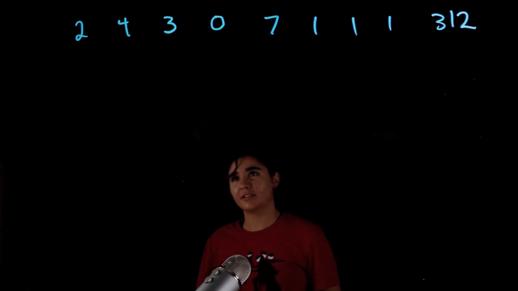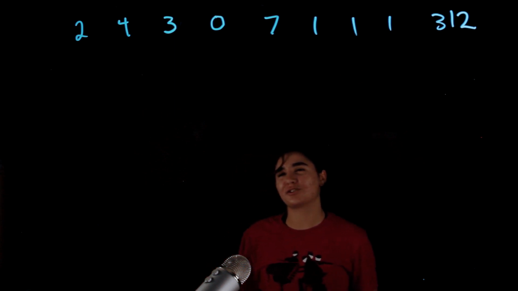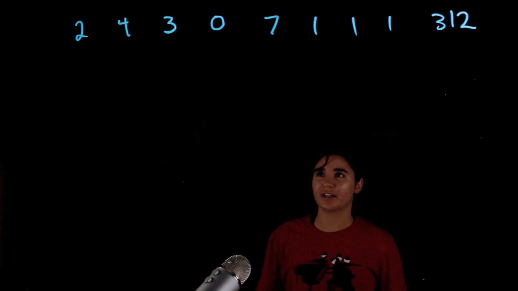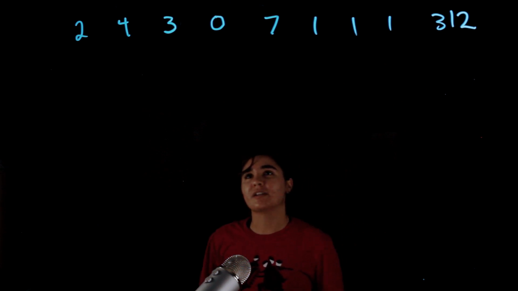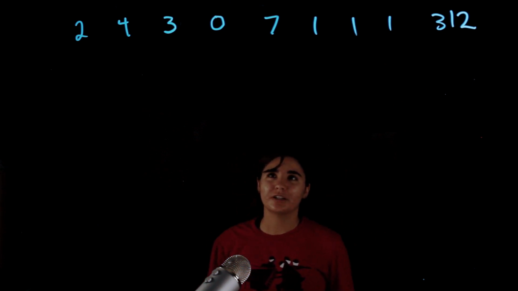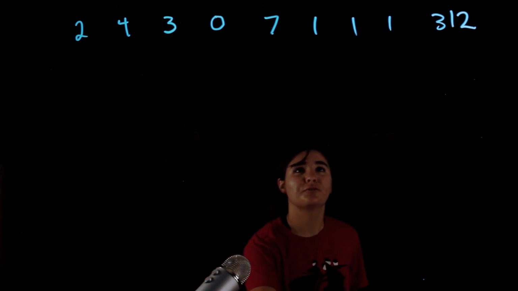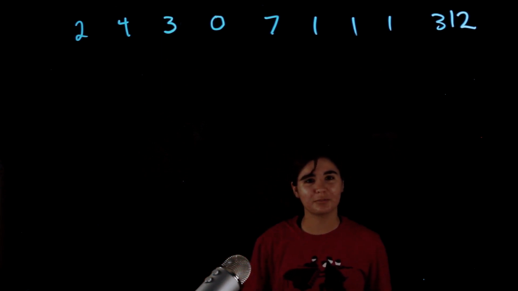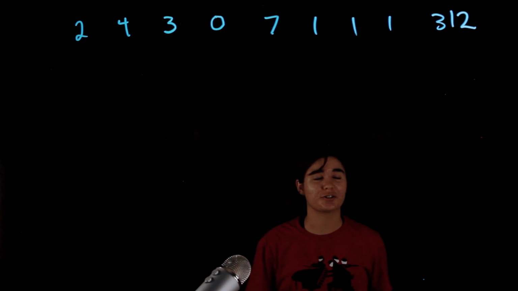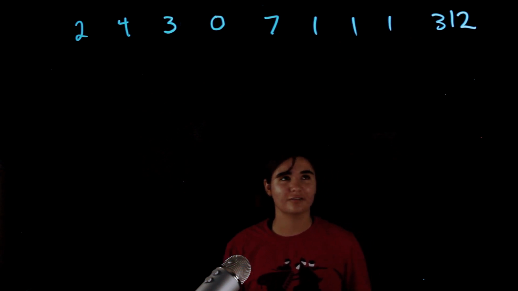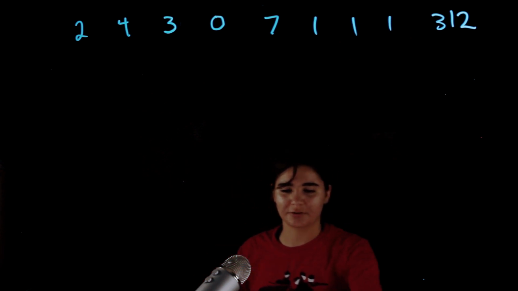So one person ate 2 apples on this random Tuesday, or apple products. One person ate 4, one person ate 3, 0, 7, 3 people ate 1, and then one person ate 312. And you're also starting to suspect that this person is not from this planet. But that's a whole other question.